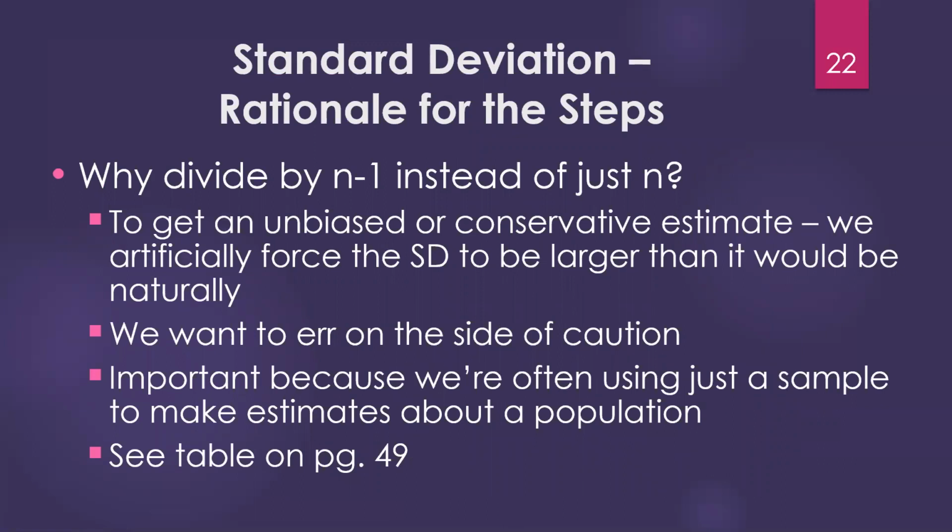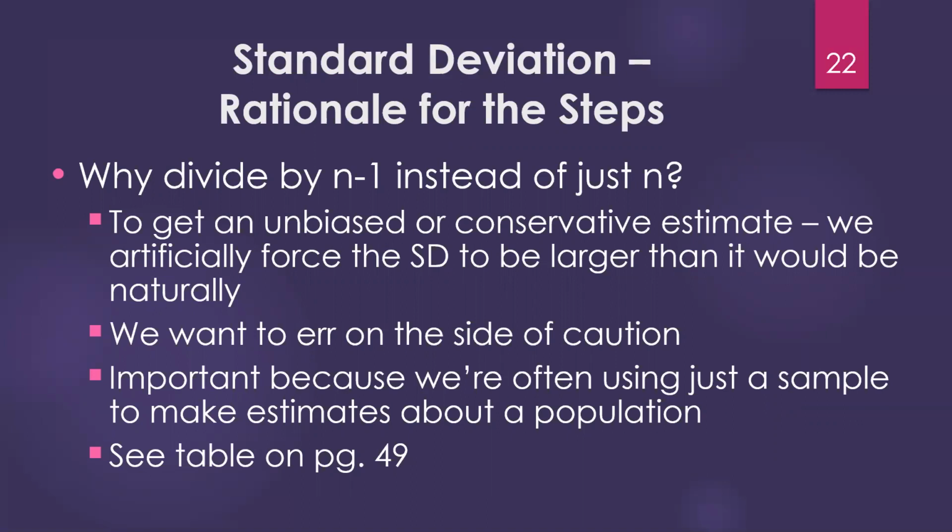Then another important rationale is, why do we divide by n-1 instead of just n, right? So normally when we calculate a mean, when we figure out what is the average of something, we just divide by n, right? We divide by the number of values there are. Why do we do n-1? And the short answer here is we want to be a little more conservative about our estimate. So this is forcing the standard deviation to be larger than it would be if we didn't do n-1.